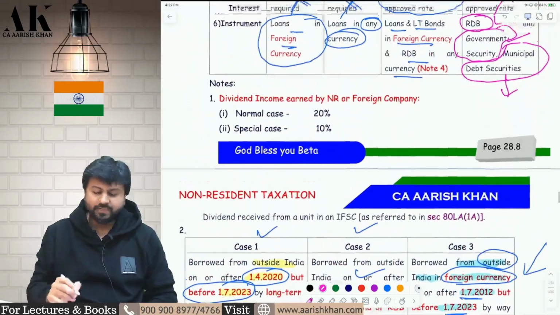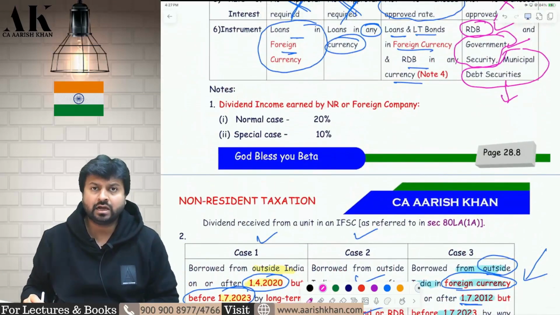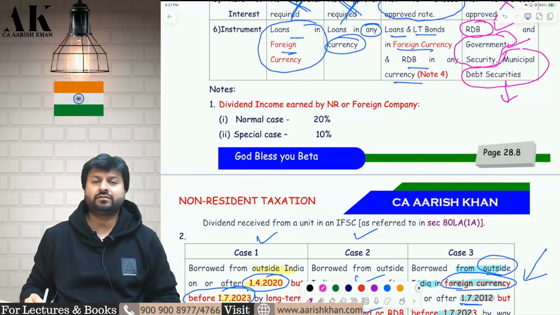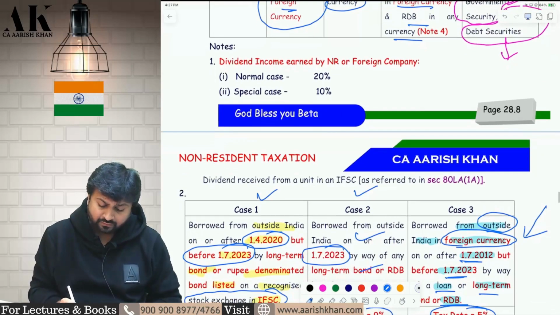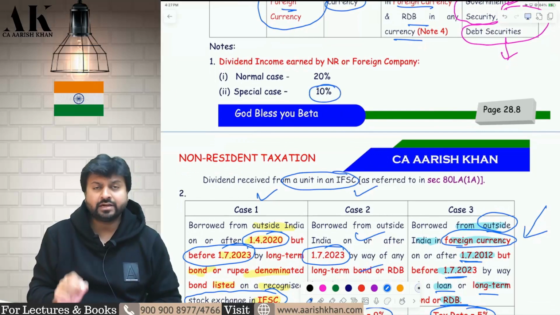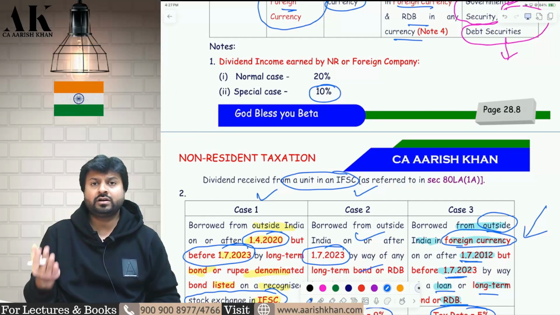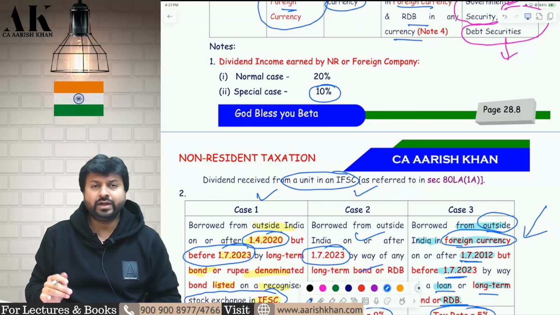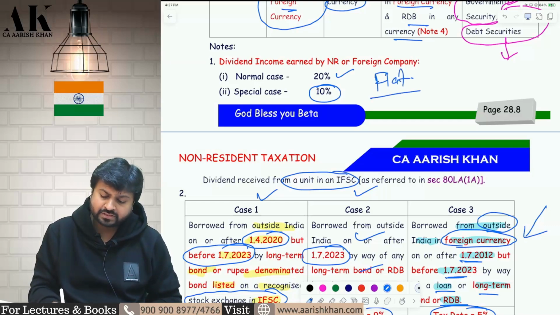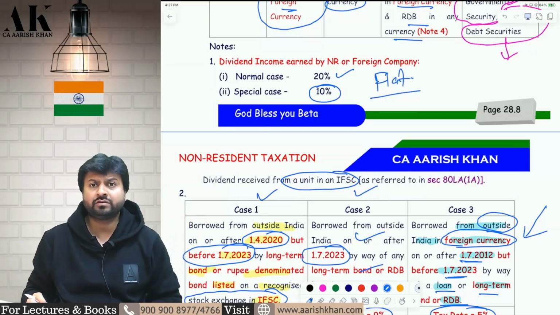Now last but not least, what is the dividend income tax? How is the dividend income taxable in case of non-resident and foreign company? Now that depends from where you are getting the dividend. If the non-resident or foreign company is getting the dividend from a unit in IFSC, then the tax rate is 10%, and in any other case it is 20%. Now it is flat 10%, 20%. No deductions are allowed out of this.